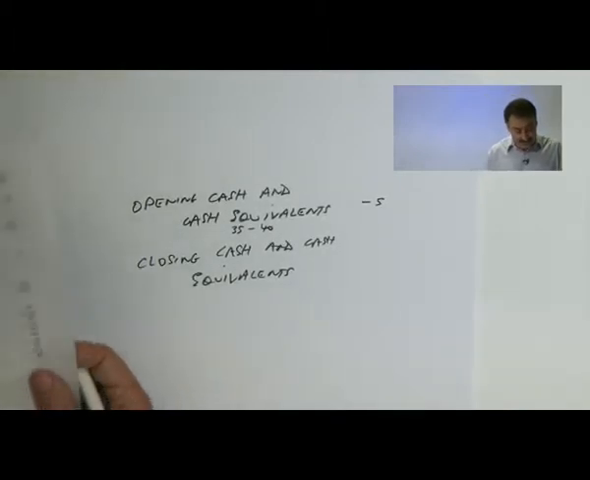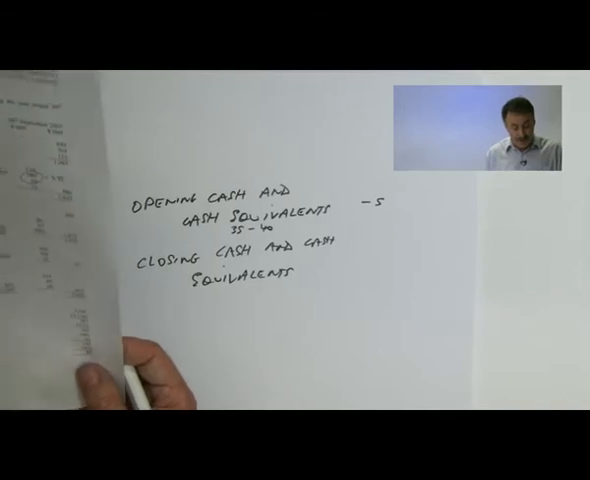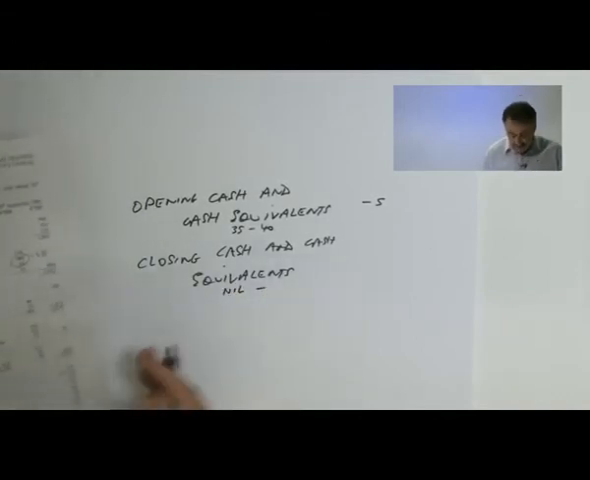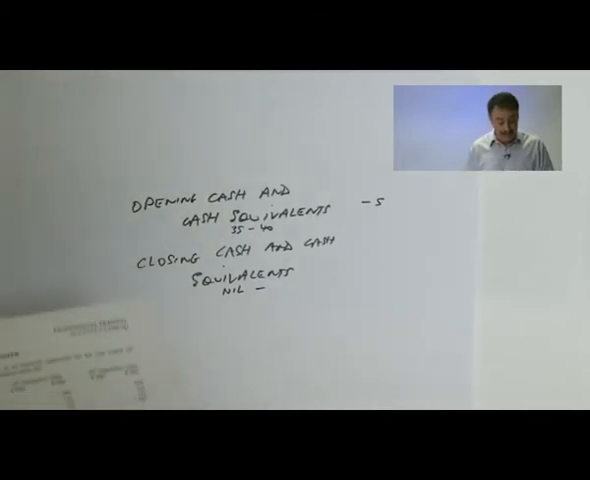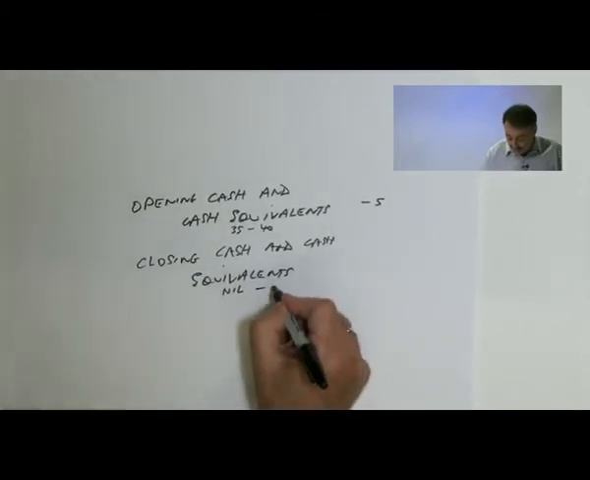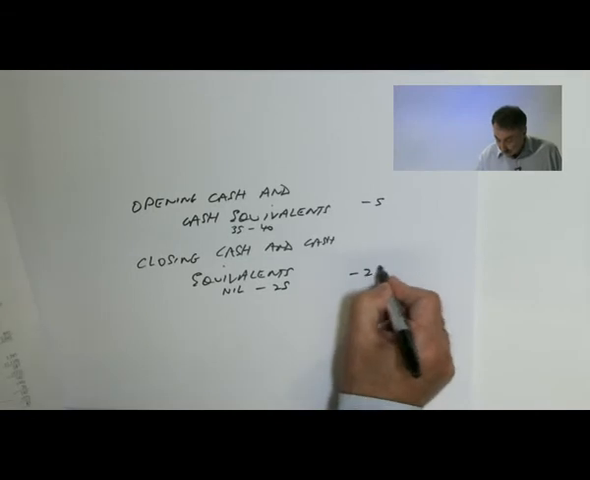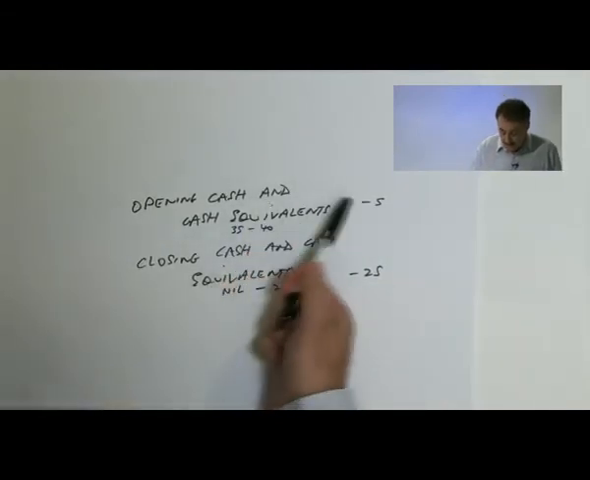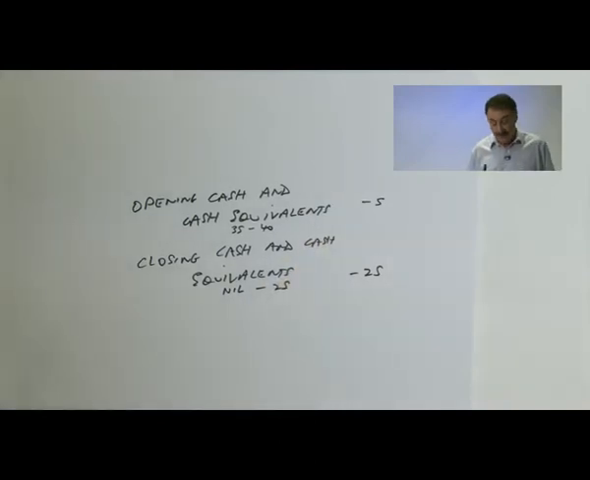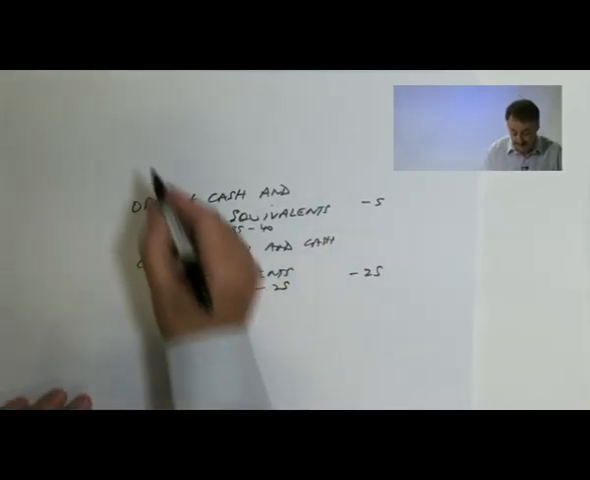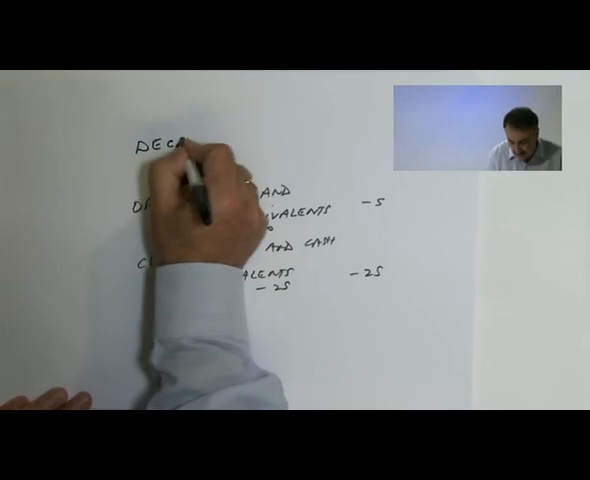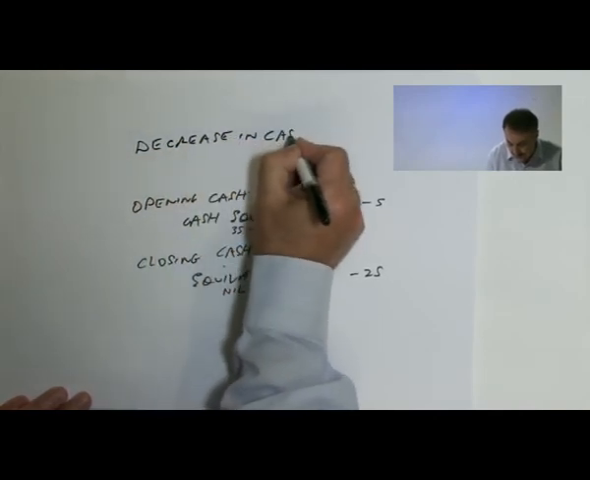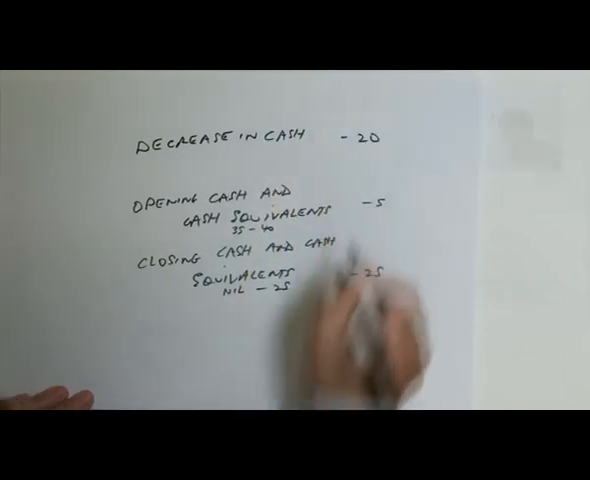And at the end of the year, I have cash, and the cash figure is nil. And as you can see, at the end of the year, I have a bank overdraft, which is 25. So notice there that my opening cash was minus 5, my closing cash is minus 25. Therefore, there was a decrease in cash. There's a decrease in cash, as you can see, of minus 20.